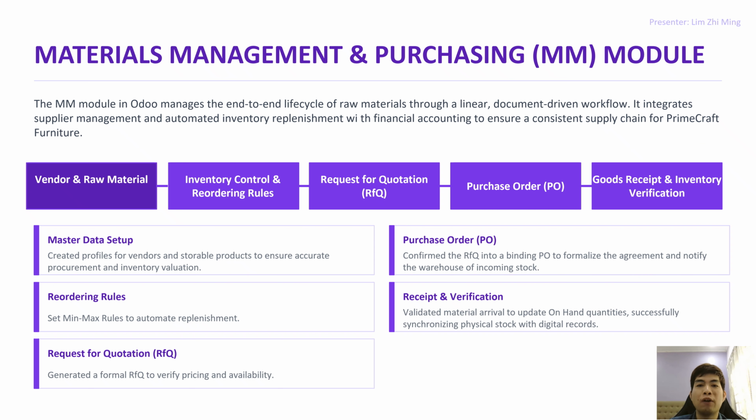This slide shows the overall workflow of the MM module in Odoo. The process starts with vendor and product setup, followed by reordering rules, request for quotation, purchase order, goods receipt, and inventory verification. All processes are connected to improve purchasing efficiency and inventory control.